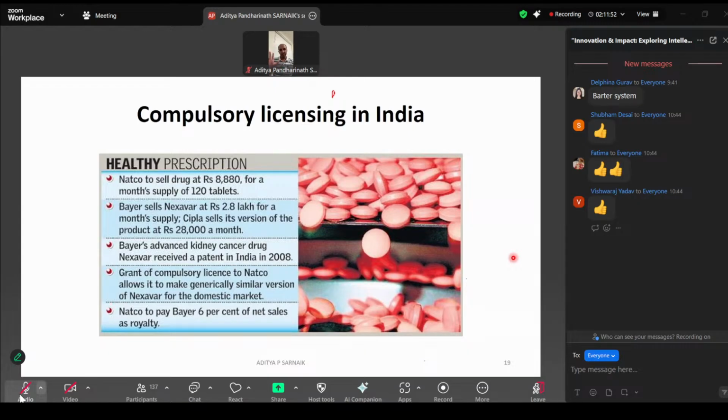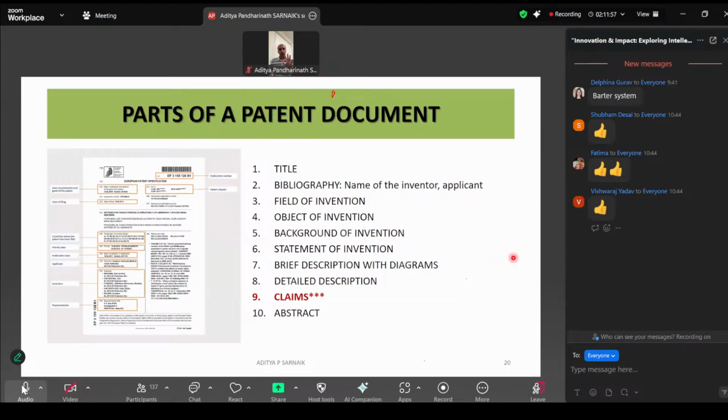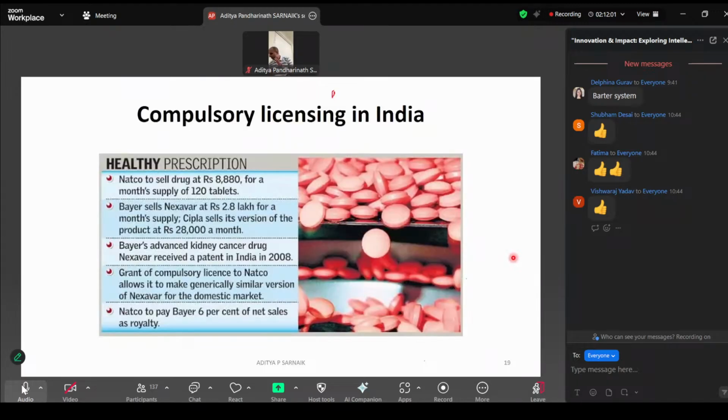It's a very interesting part of compulsory licensing. Did you understand this? No problem, right? Why am I doing it fast? Because I have only 7 minutes to finish.